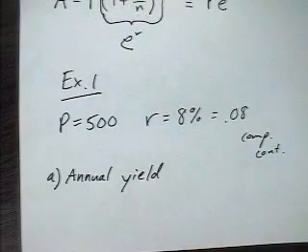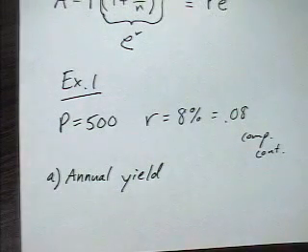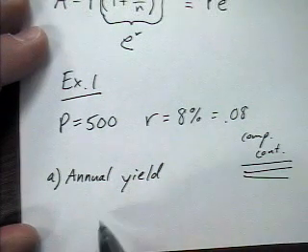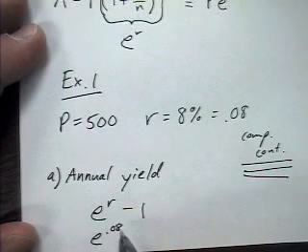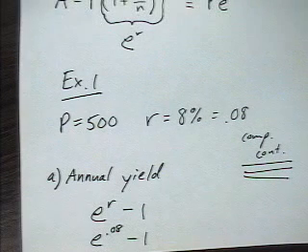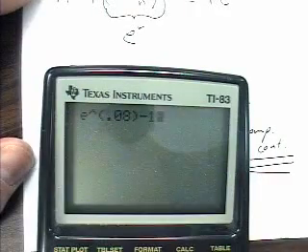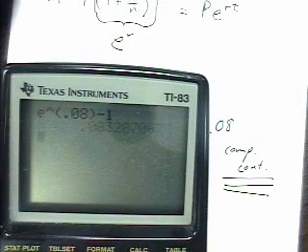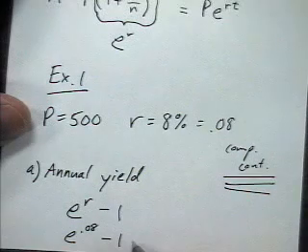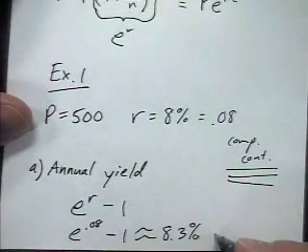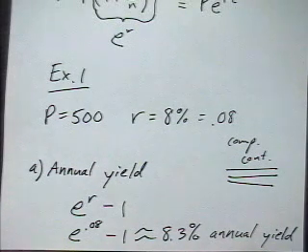So let's see, in example 1, they talk about, let's say you invested $500 at an interest rate of 8%. We convert that to a decimal. What's the annual yield? Well, keep in mind, since we're compounded continuously, we are talking about e to the r minus 1. So that's e to the 0.08 minus 1. Now, handy dandy machine here. E to the 0.08 minus 1. Let's do that. 0.083. Alright, so that's an 8.3% annual yield. It's not just 8%, because you're compounding continuously, you actually get a little bit more.